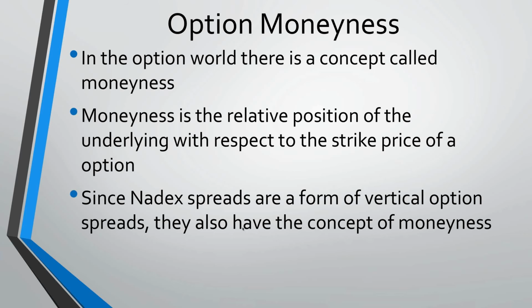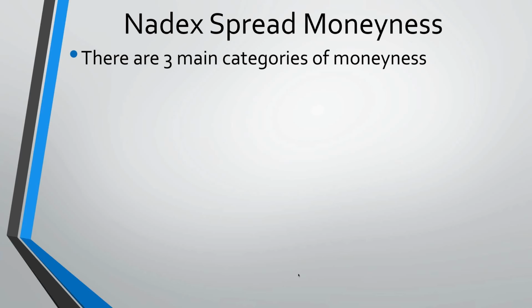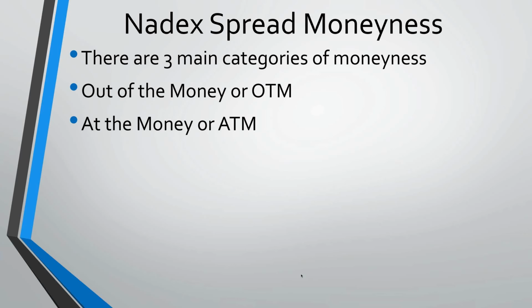Since Nadex spreads are a form of vertical option spreads, they also have the concept of moneyness. Okay, this is going to become much more clear and much more simple in a minute. So let's talk about Nadex spread moneyness. There are 3 main categories of moneyness: out of the money, or OTM, at the money, or ATM, and in the money, or ITM. Okay, those are the 3 types of moneyness.